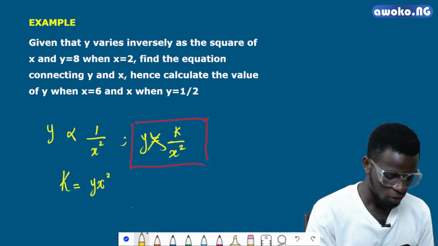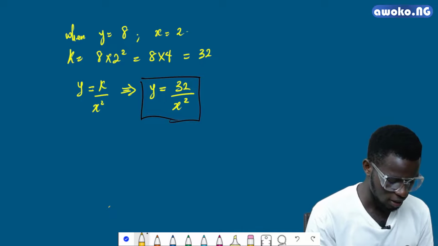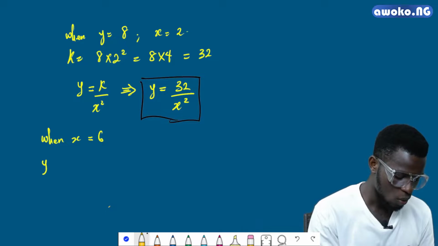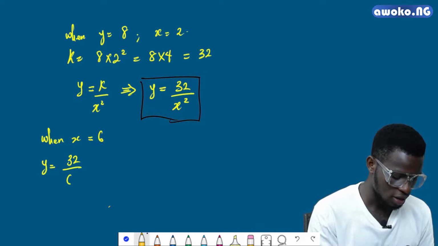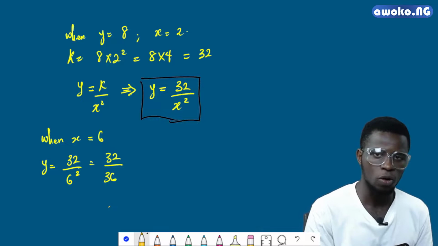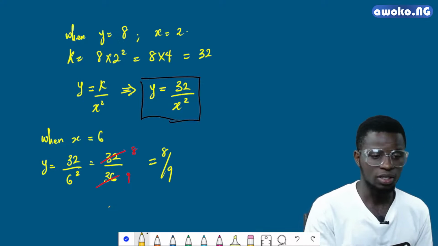All right. So, hence, find the value of Y when X is equal to 6. When X is equal to 6, what is Y? Y will be equal to 32 over 6 squared, which is equal to 32 over 36. And if we divide through by 4, because 4 can go into both terms, this divided by 4 gives 8, and this divided by 4 gives 9. So we have the final answer to be 8 over 9. All right, this is the first case.